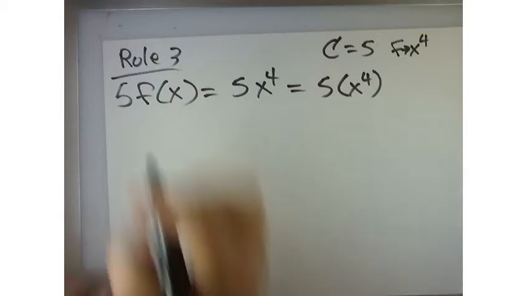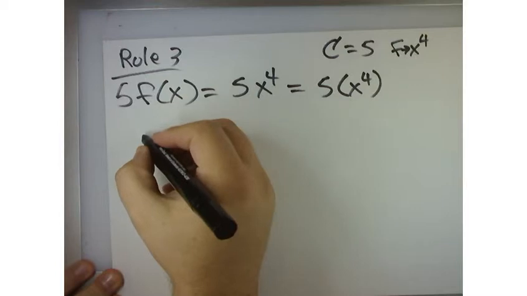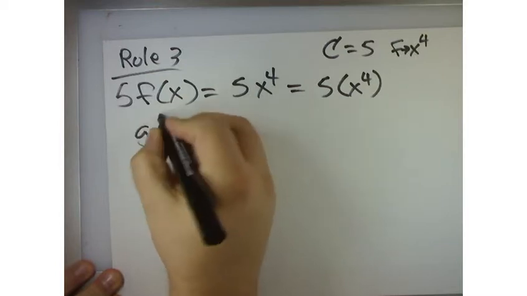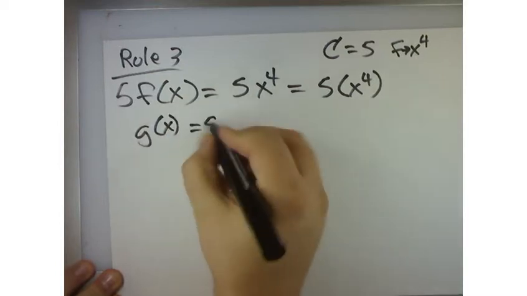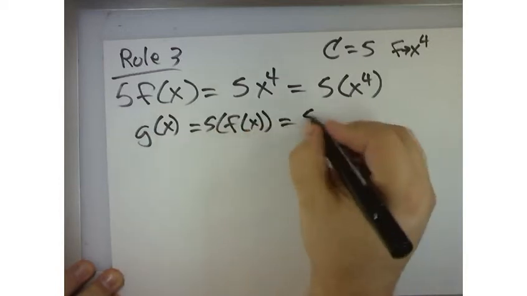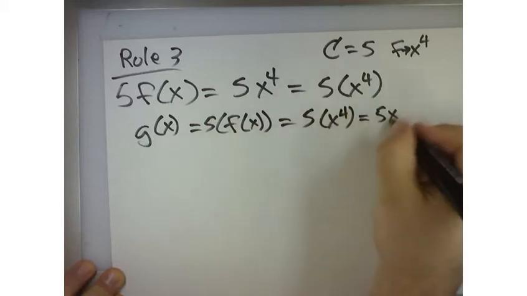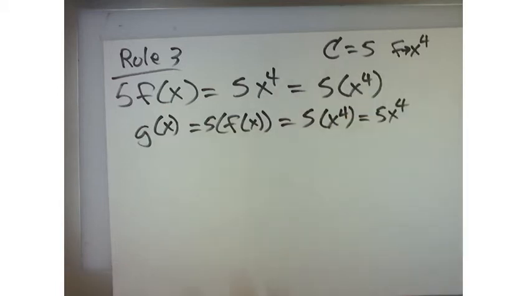Now, if that was a function, so what would I do? Well, if I wanted to take the derivative of that, in other words, I could say that g of x is equal to 5 of f of x, which is equal to 5 times x to the 4th, which is equal to 5x to the 4th. And you might say, Mr. Adams, why go through all this extra stuff? It'll serve a purpose later. Just try to get used to looking at it a little differently.